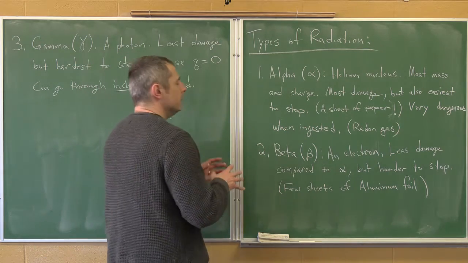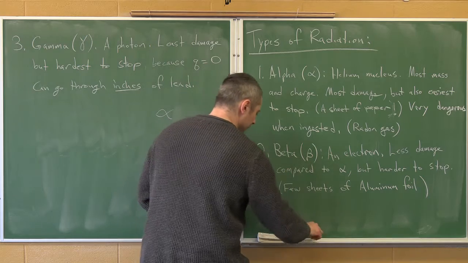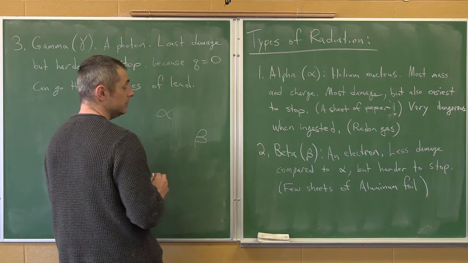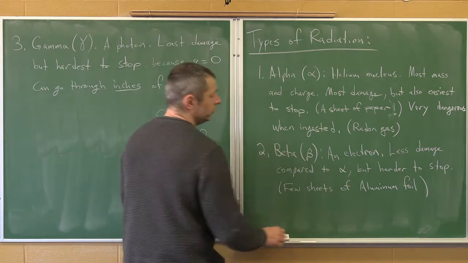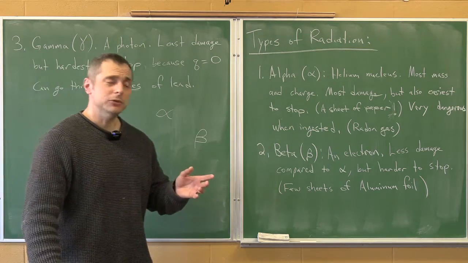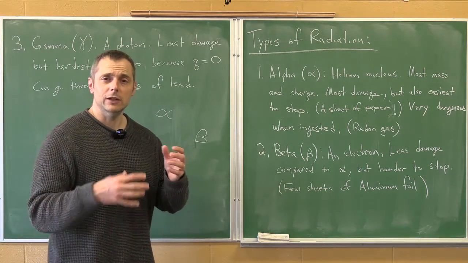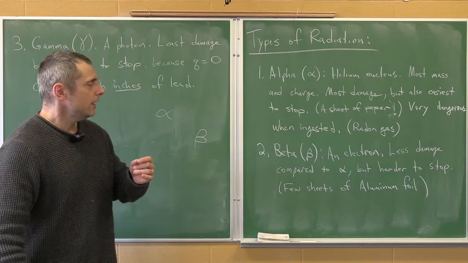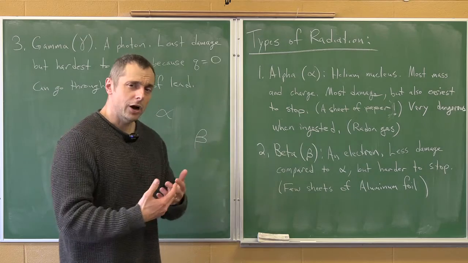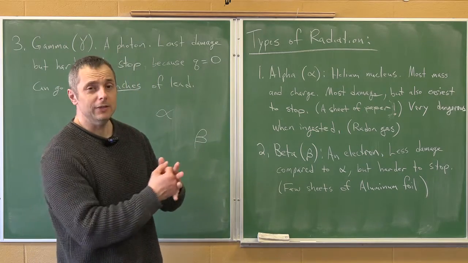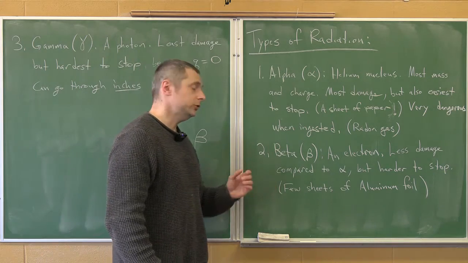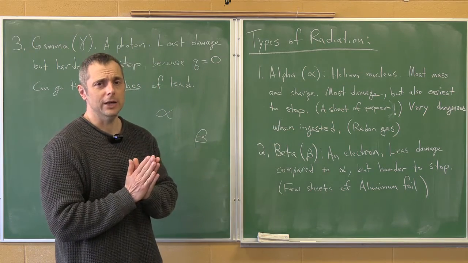So that's alpha. Beta is also a Greek letter, kind of like a B, but you go like this, like a curly B. It's an electron, that's all. A high-speed electron. It causes less damage compared to alpha because it has less mass and less charge. But that means it's harder to stop. Still, because it has charge, when it hits anything, it's interacting heavily with the atoms there, and so a few sheets of aluminum foil could stop beta radiation.